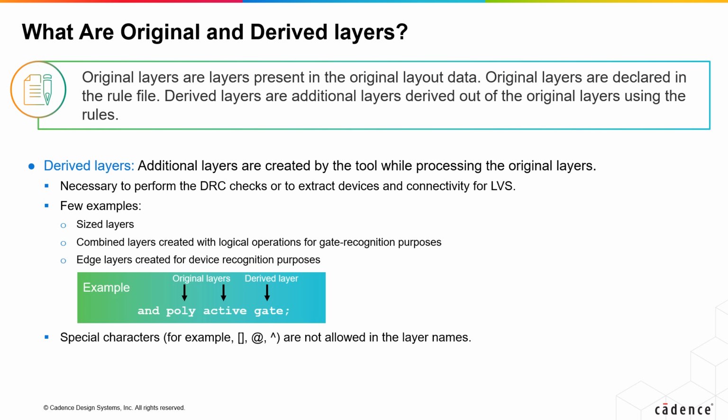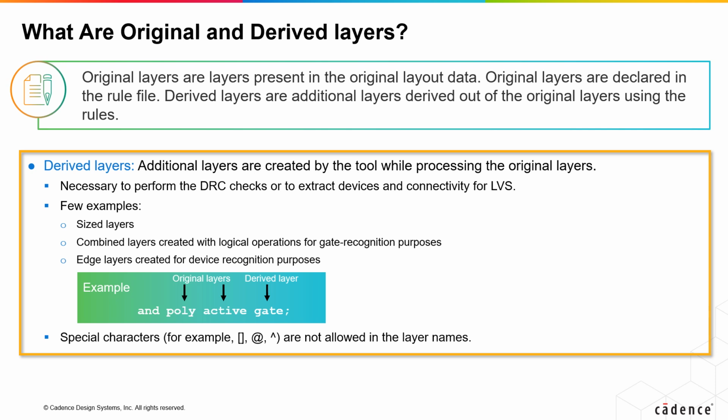Derived layers are additional layers derived from the original layers using rules. Here we are discussing the derived layers. Derived layers are the layers the tool creates while processing the original layers, and they are necessary to execute the DRC checks or to extract devices and connectivity for LVS. Examples of derived layers include sized layers, combined layers that you create with logical operations for gate recognition purposes, and edge layers that you create for device recognition purposes.